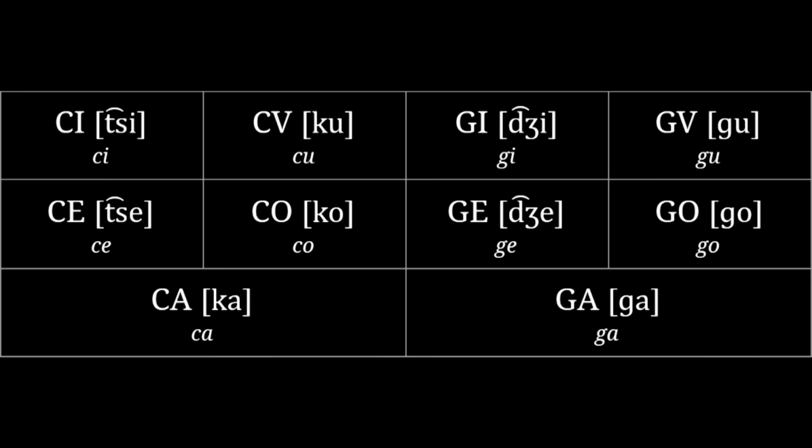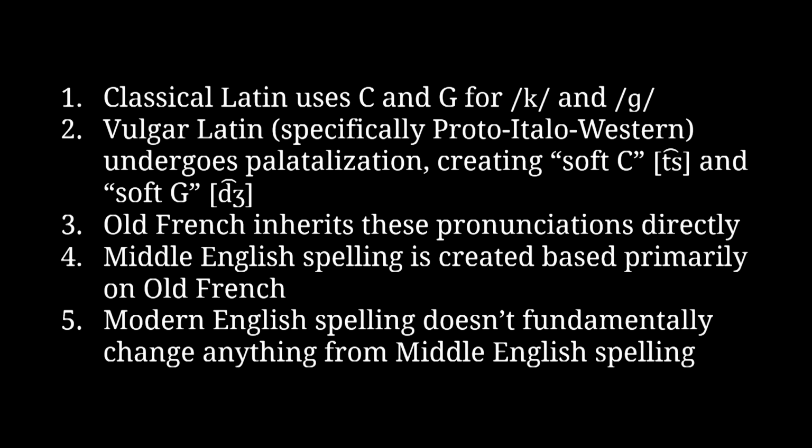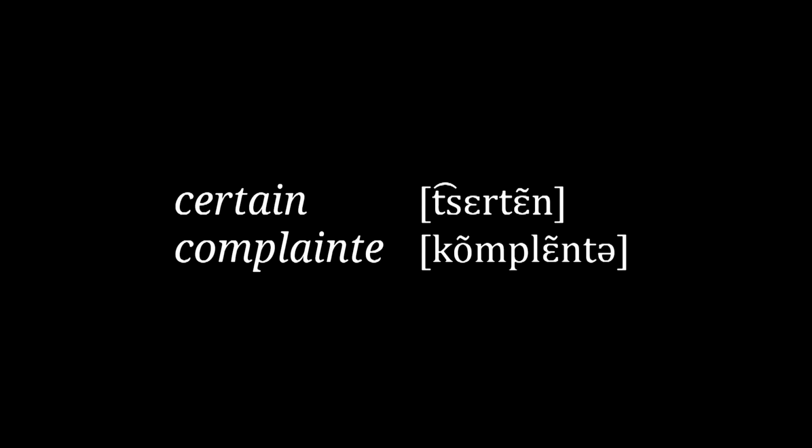In summary, K and G before front vowels became the affricates Ts and J in the medieval common ancestor of Western Romance languages. This is what created soft C and soft G. This use of C and G, with two separate pronunciations each, was copied directly into Middle English. Middle English spelling was based directly on Old French, and modern English spelling is inherited directly from Middle English. Of course, since which pronunciation either letter had in Old French, as well as other Romance languages, could usually be reliably predicted from context, this was fine and didn't really cause problems.